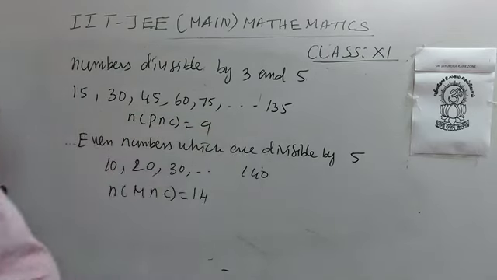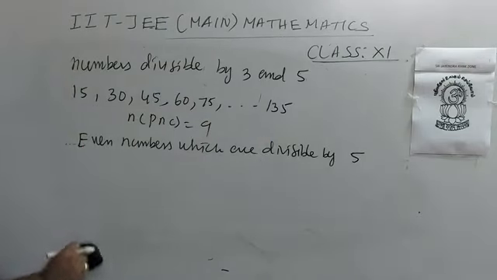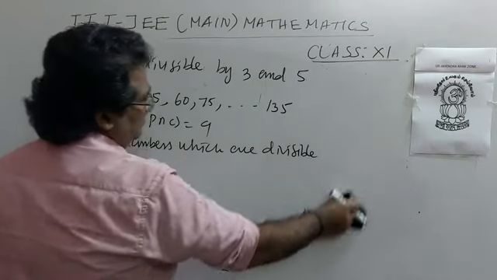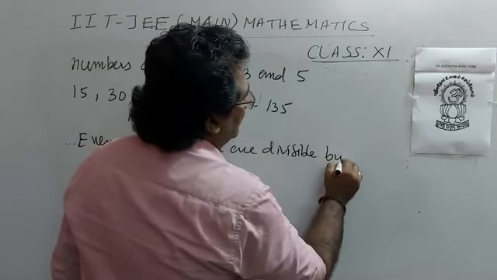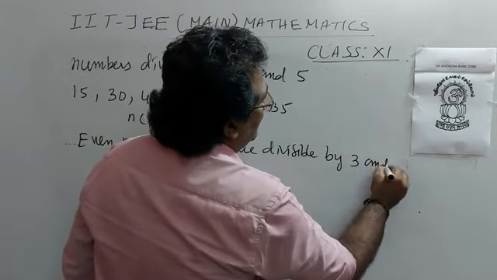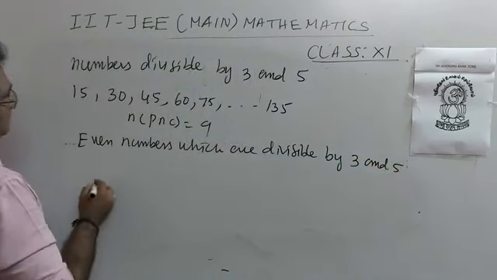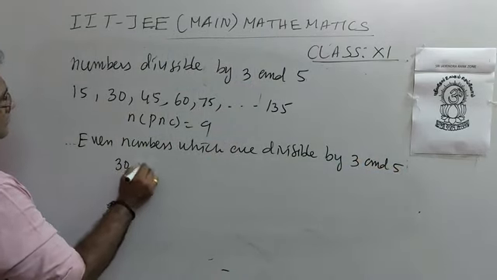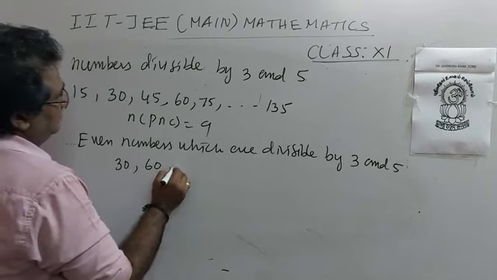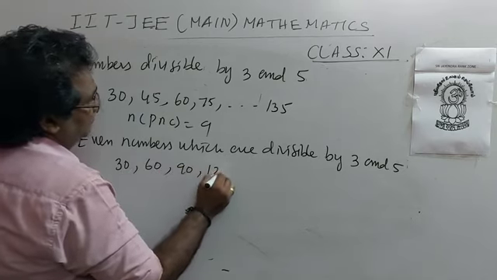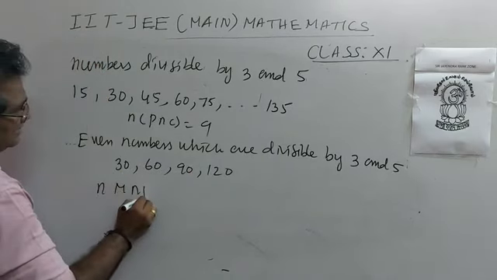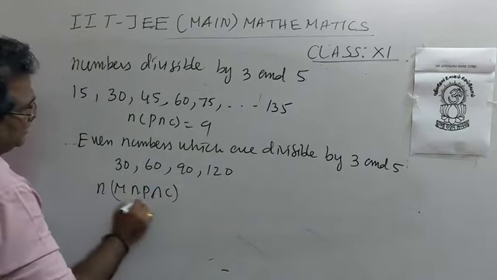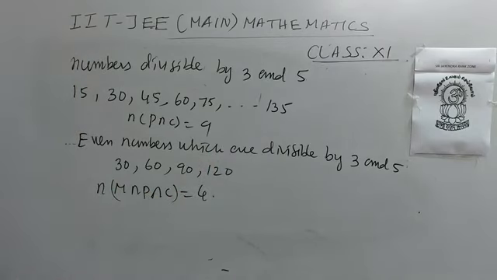Next, even numbers which are divisible by 3 and 5, that is 30, 60, 90, 120. So n of M intersection physics intersection chemistry equal to 4.